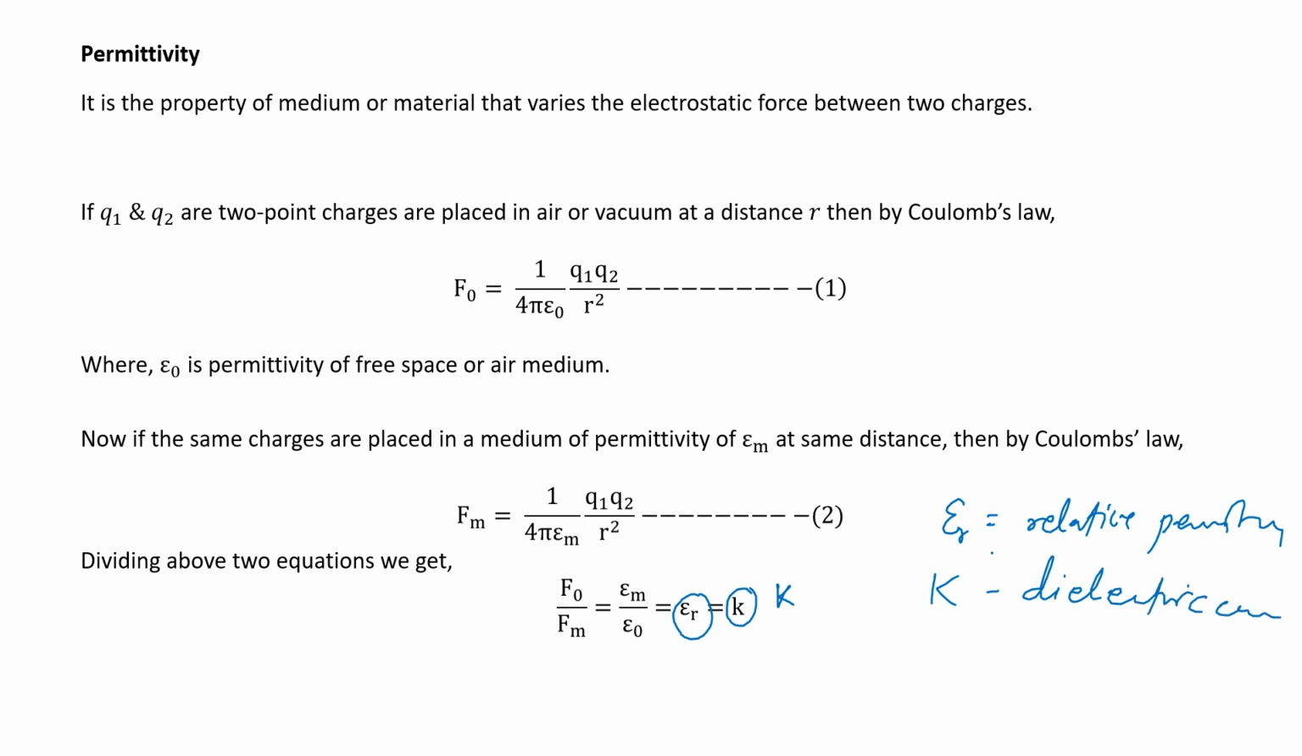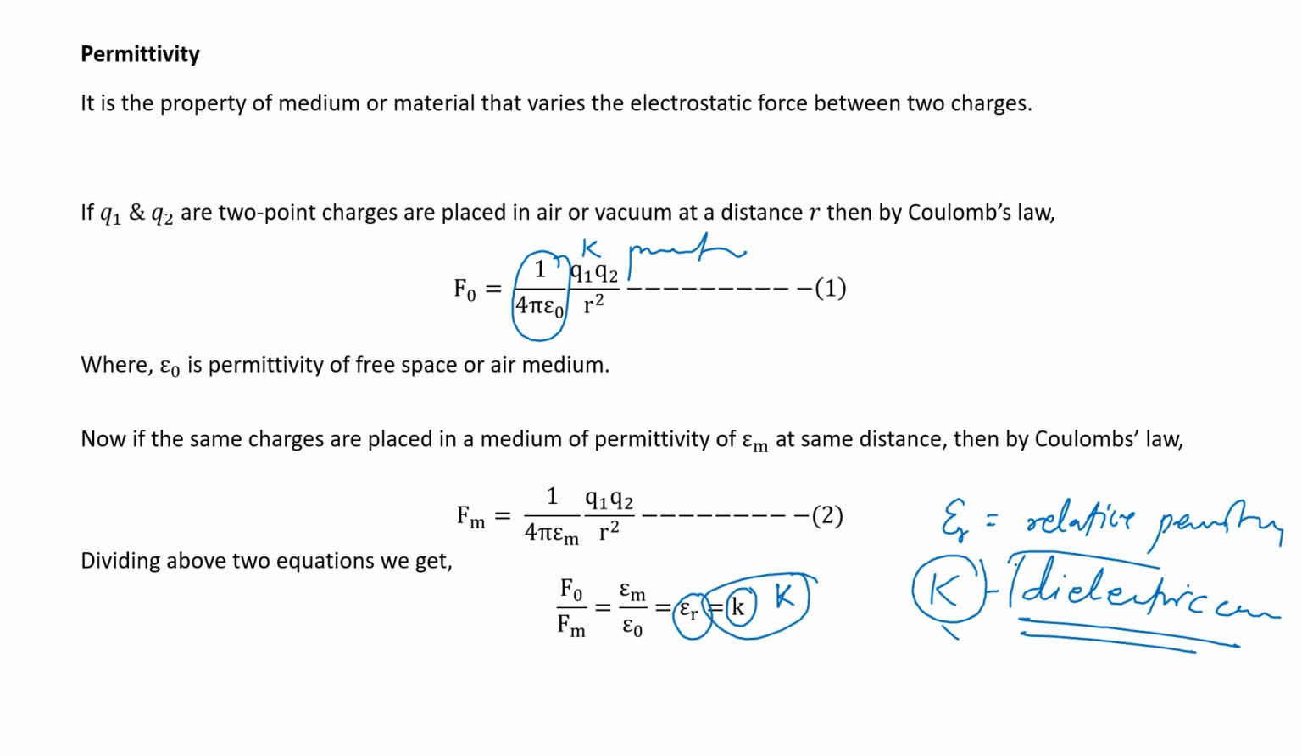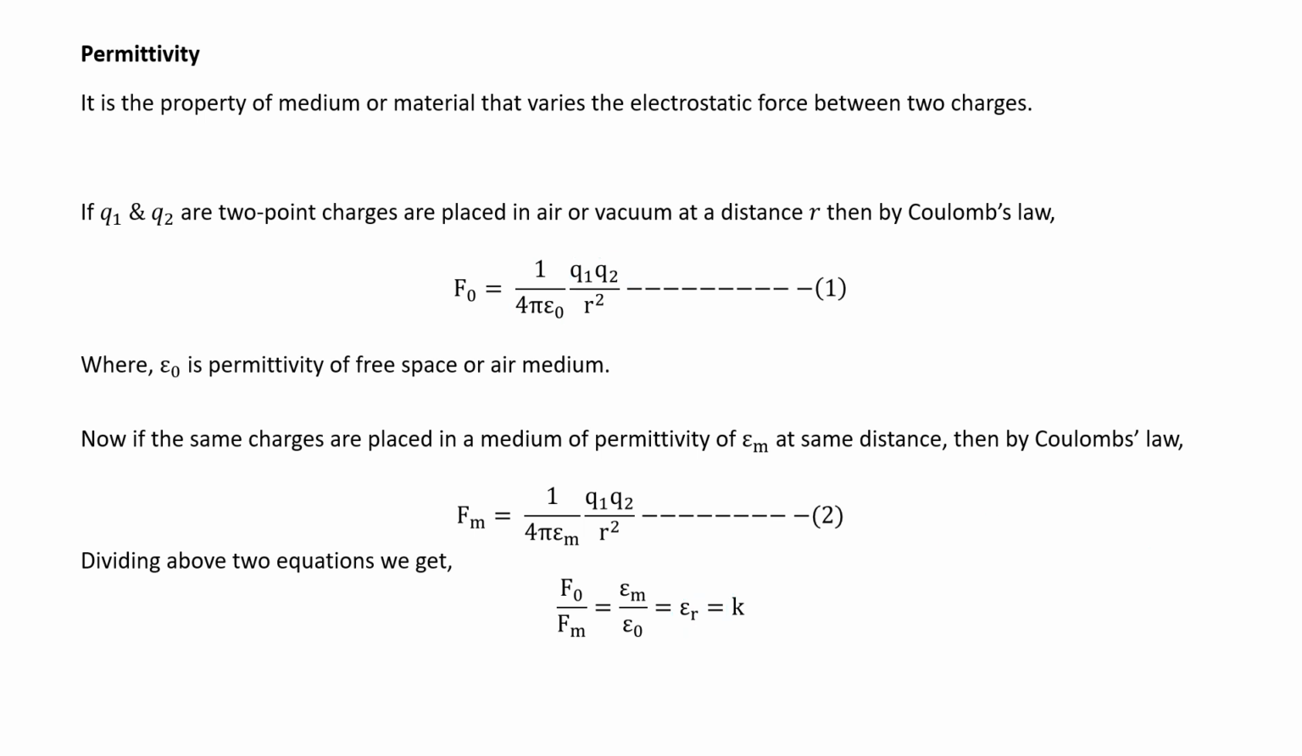So as I said, small k is the proportionality constant, and this K is capital K, which is called the dielectric constant. What is a dielectric constant? We will learn in the next class. Before that, please remember: dielectric constant K is capital K, and small k is the proportionality constant. So this is permittivity and relative permittivity of a medium.